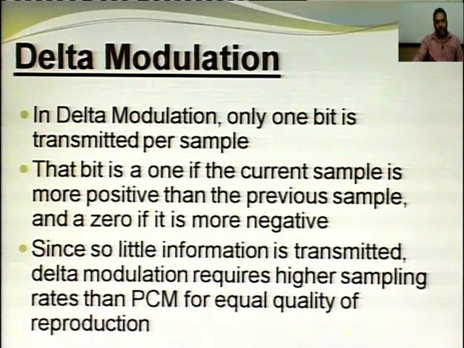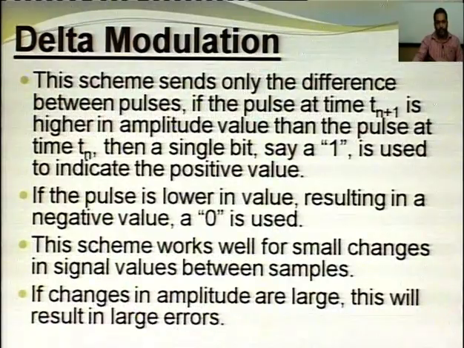So, only a little information is transmitted in delta modulation, but delta modulation requires a higher sampling rate than PCM. The sampling rate required is higher, meaning we should sample closer, as we compare only the samples and do not generate a code for each and every sample. The scheme sends only the difference between the pulses, it does not send the pulses themselves. That is why it is called delta. Delta is used to represent difference.